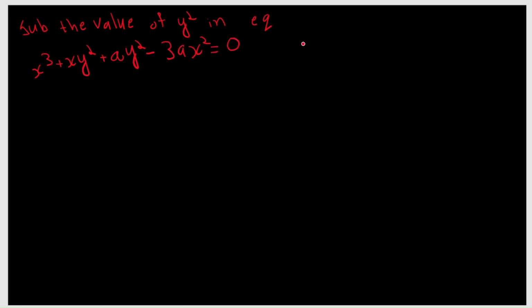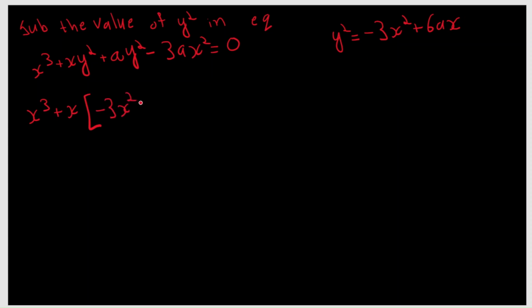So what is the equation? The equation is x cube plus x y square plus a y square minus 3a x square is equal to 0. And what is y square? Y square is minus 3x square plus 6ax, sorry, my bad. So now simply x cube as it is plus x.